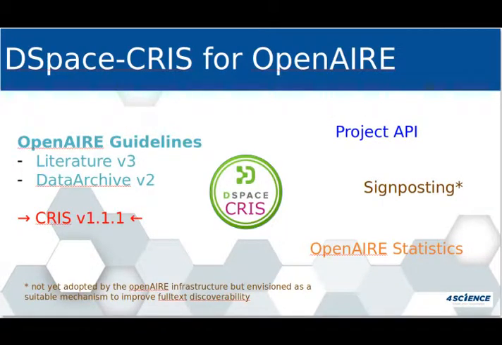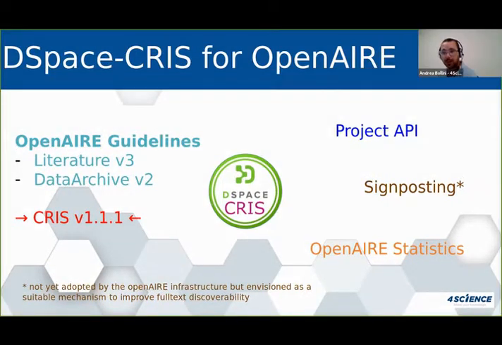On this slide, I give a bit more context about the current integration that DSpace-CRIS provides for OpenAIRE. In DSpace-CRIS, you have the guideline for literature repositories version 3, the data archive guideline version 2, and now we are implementing the CRIS guideline version 1.1.1, the latest version of the CRIS guideline. DSpace-CRIS also supports the project API from OpenAIRE, so that you can use the OpenAIRE project database to look up project information during the submission process.